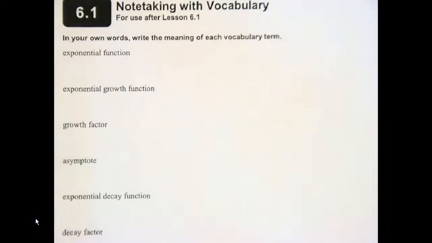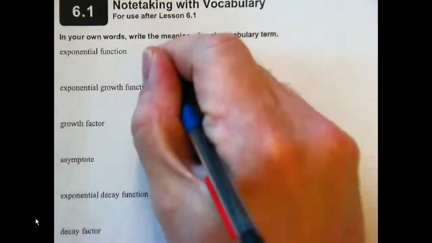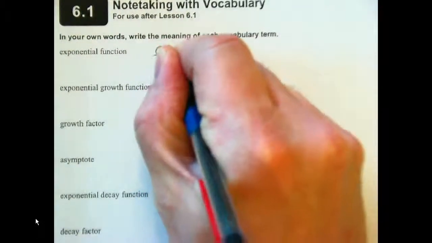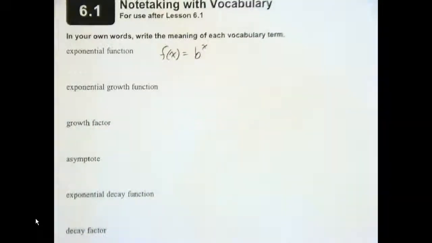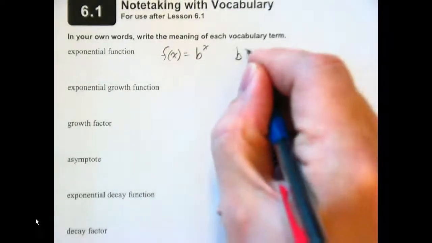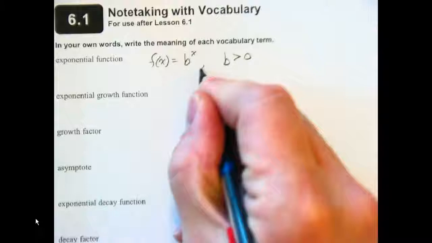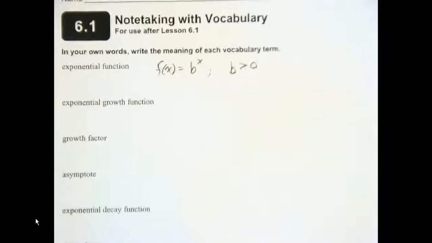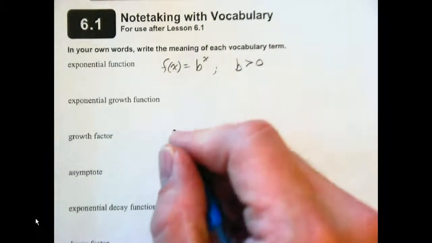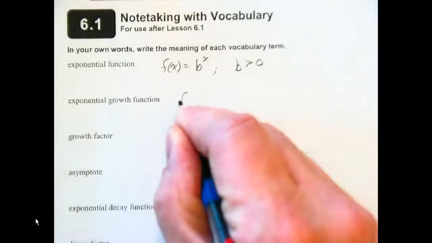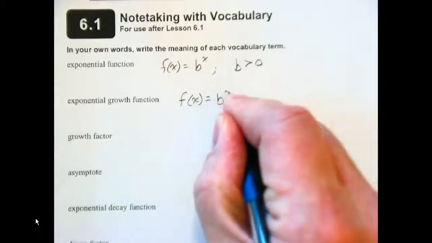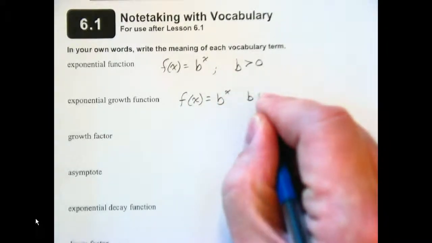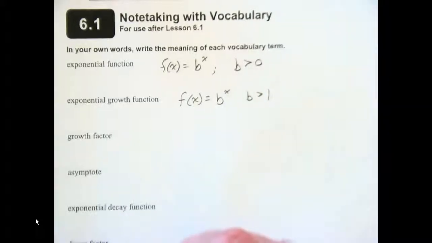All right, so an exponential function. We talked yesterday that it's in the form of f of x equals b to the power of x, where b has to be greater than 0. Exponential growth function. When we're dealing with an exponential growth function, you have f of x is equal to b to the x, and b is greater than 1.